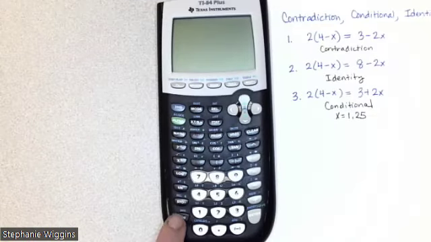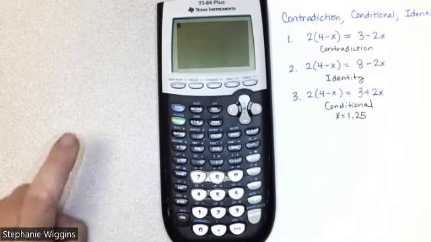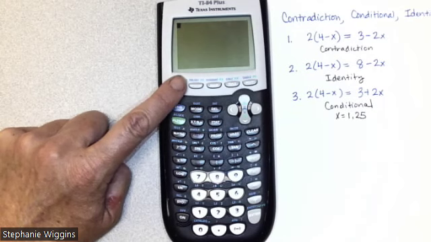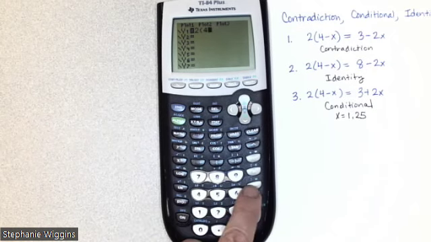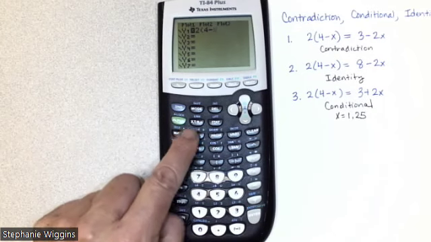So we're going to select on and then y equals. And we're going to enter in our function. So 2 times the quantity 4 minus x. That's the left-hand side of the equation.